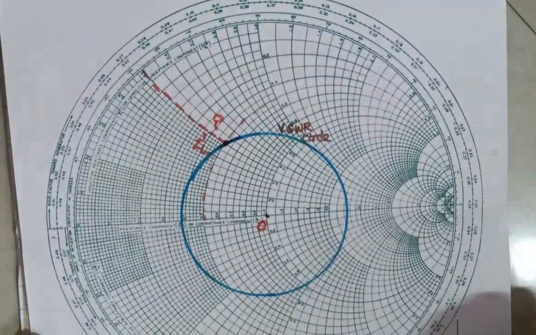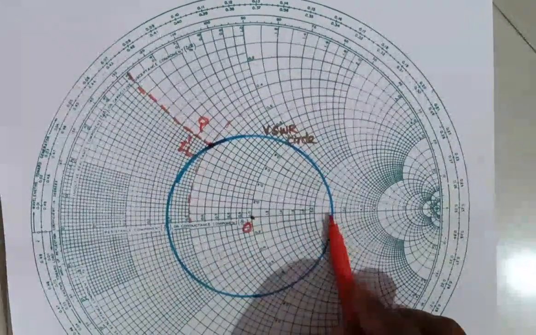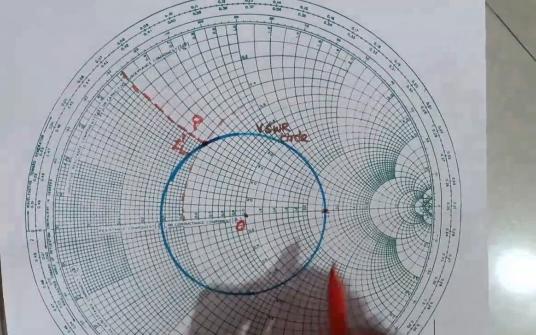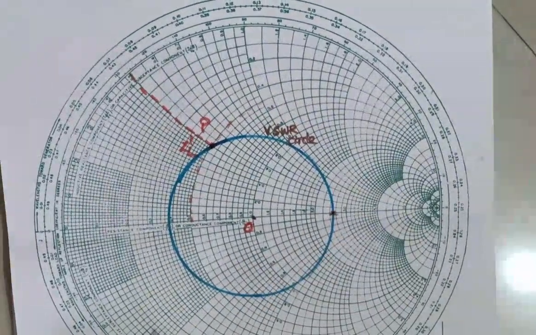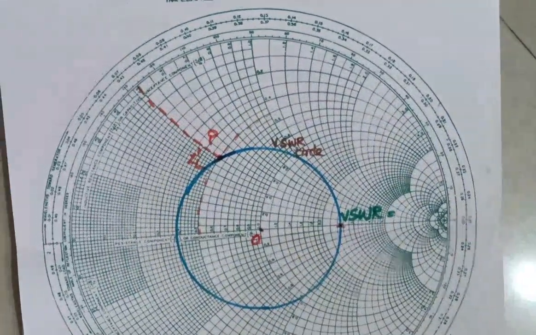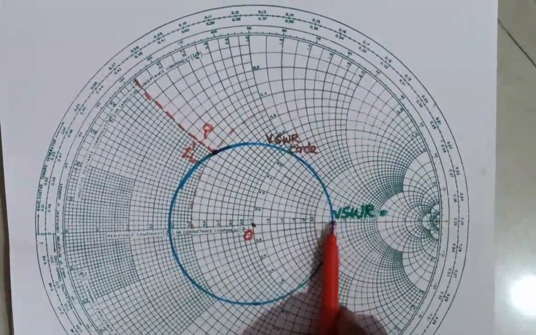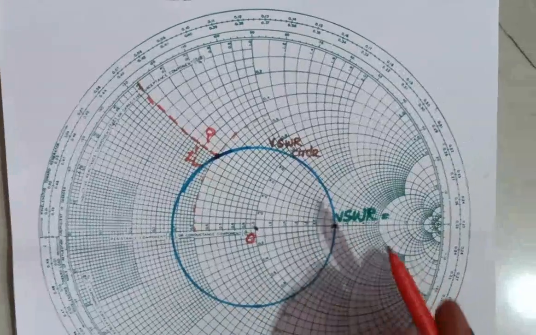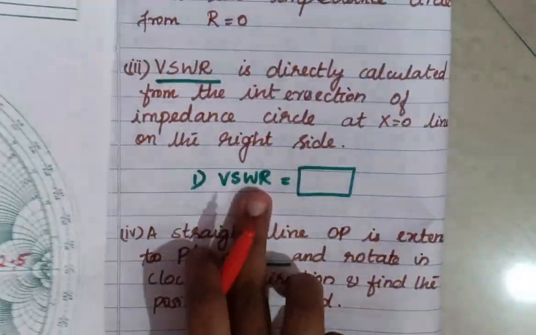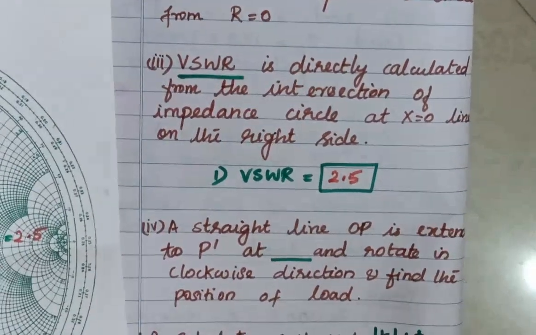Next, this circle will intersect at a point on the right hand side, that is the X equal to 0 line. So mark that point, and that point will give the VSWR value. What is the value? So this is the point 2.0, 2.2, 2.4, 2.5. So I got 2.5. So we have got this VSWR as 2.5 from the Smith chart.